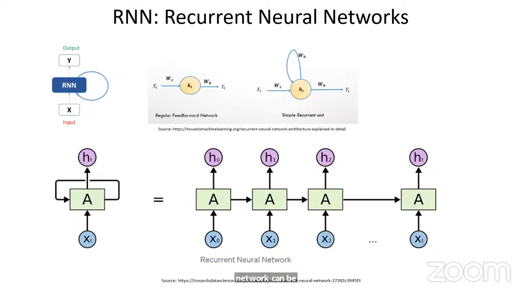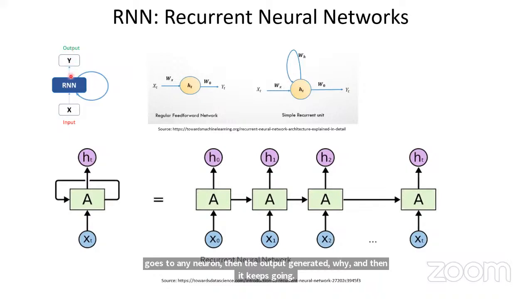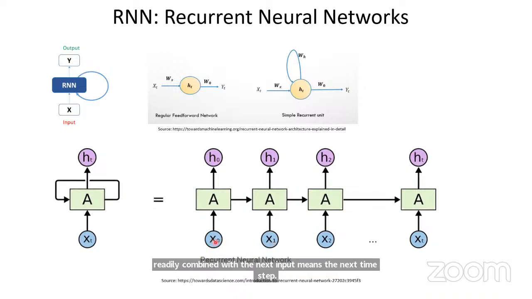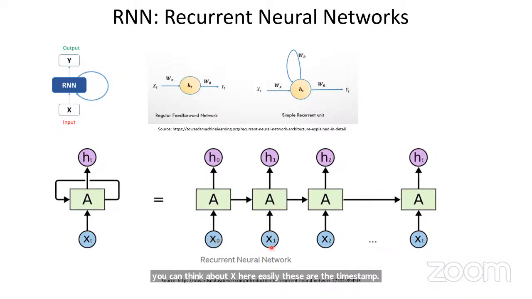Here is another way to think of it, with the simplest example, one neuron. Suppose I have an input x and output y. In the feed forward network, x goes to a neuron, the output y is generated, and it keeps going in the forward direction. But in an RNN, there are two outputs. One output goes in the forward direction, and one output is combined with the next input, the next time step. You can think of x as the time steps: x0 is the first time step, x1 is the next, x2 is the next, and so on up to xt.